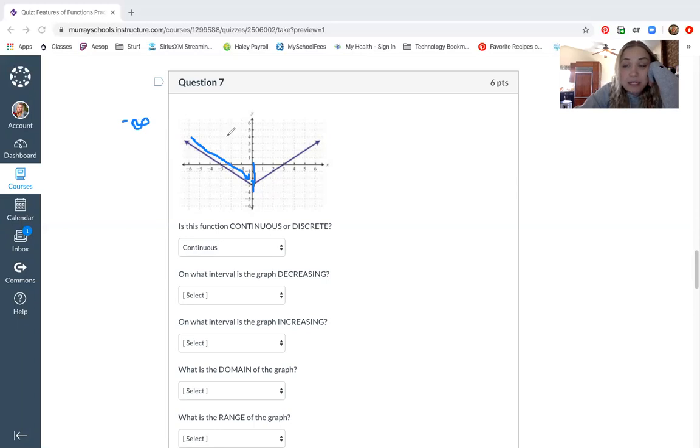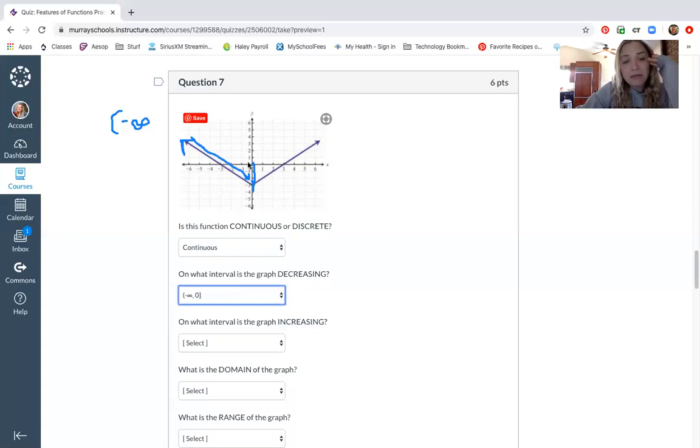That is a really poor looking infinity sign. So where does it start from? It starts from negative infinity to the left, and it stops at 0. That is going to be our decreasing interval. Negative infinity to 0. Here's how I know it's negative infinity.